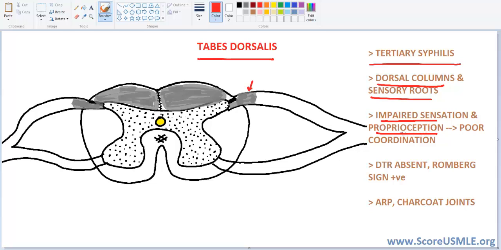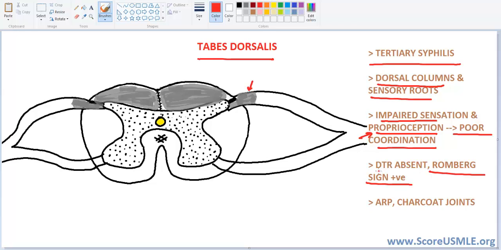And because proprioception is lost in tabes dorsalis, there's poor coordination, and that leads to a Romberg sign being positive. You know, Romberg sign is a clinical test where you ask the patient to close his eyes and stand with his feet joined together, and that causes the patient to lose his balance because there's no visual input to his brain showing him how to maintain the balance, because his eyes are now closed and his proprioception is damaged. That's precisely why he will lose balance, and that's why the Romberg sign is positive.